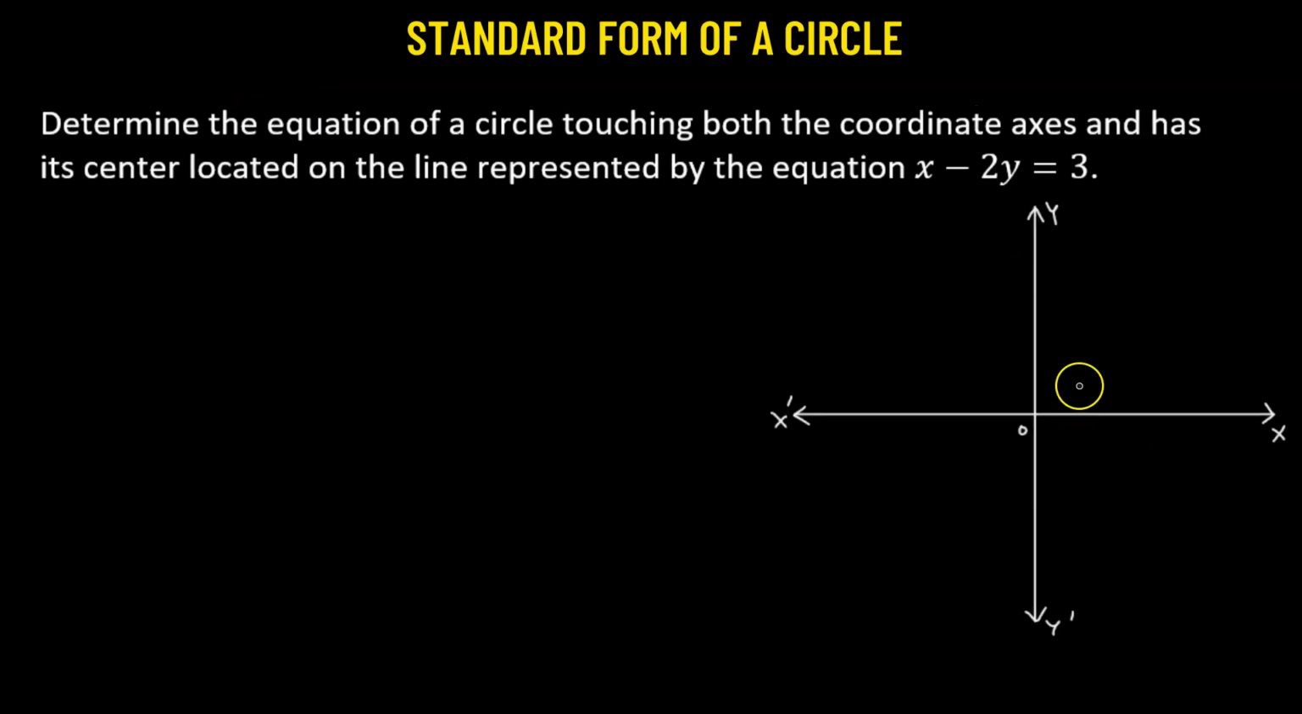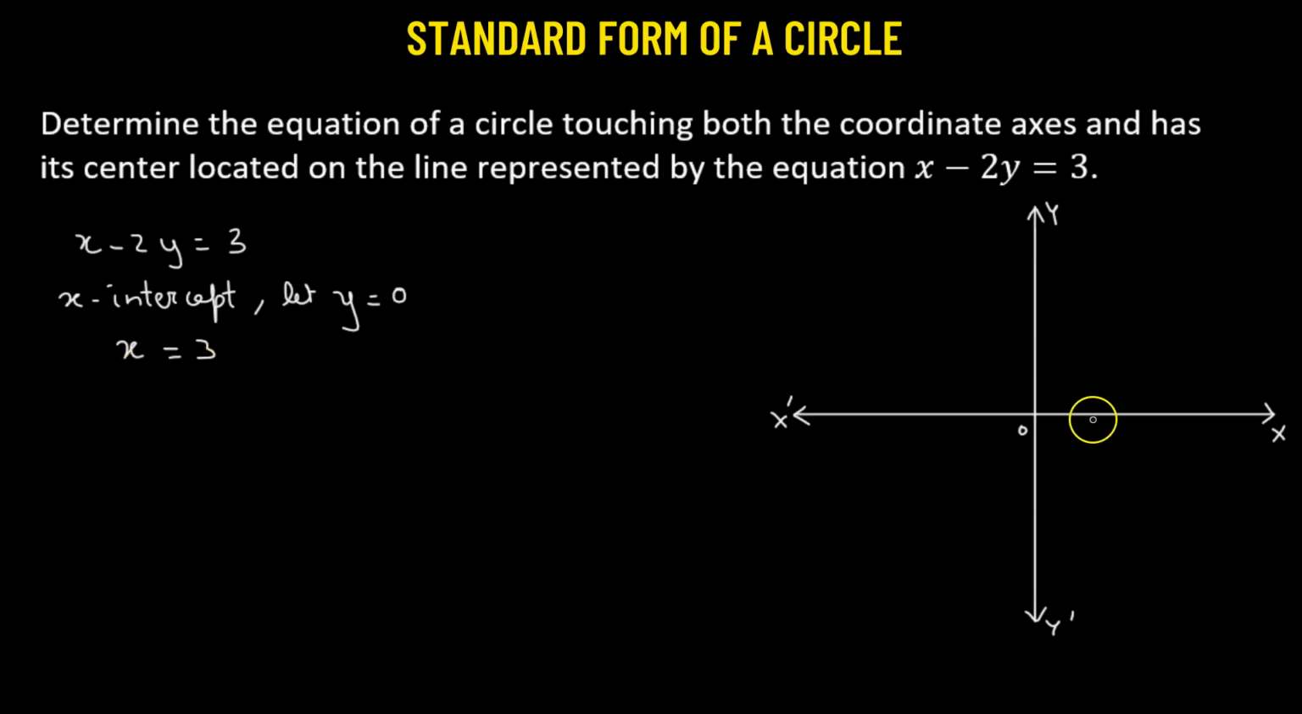So we have a Cartesian plane with the x and the y axis. We'll begin by first sketching the line x minus 2y equals 3. First, we'll try to find its x-intercept. To find the x-intercept, all we have to do is let the y value go to 0. So if we let y equal 0, then x will be equal to 3. So this is going to be the x-intercept.